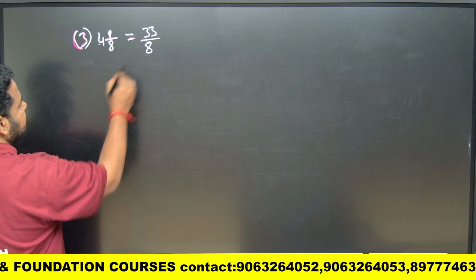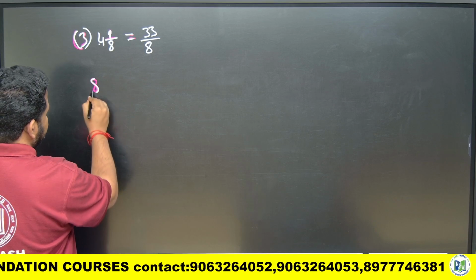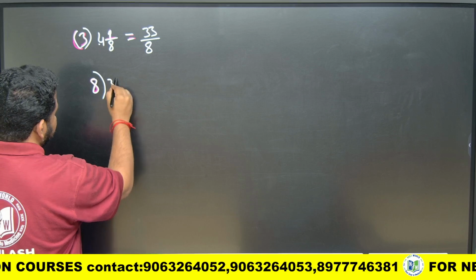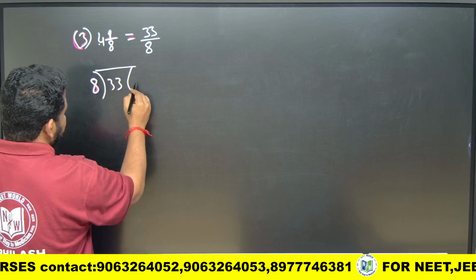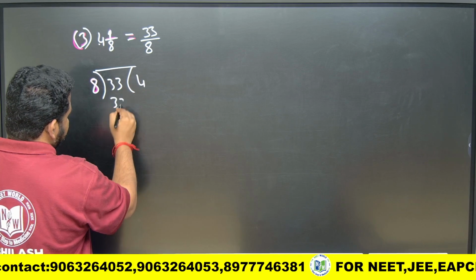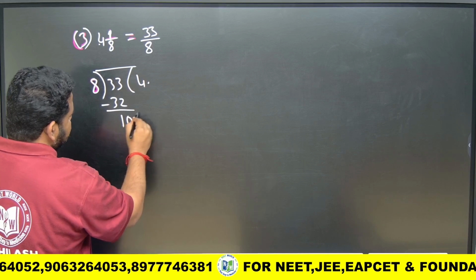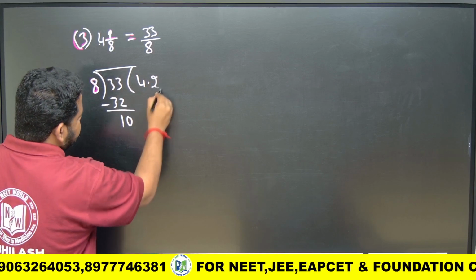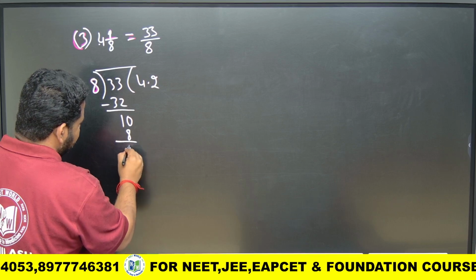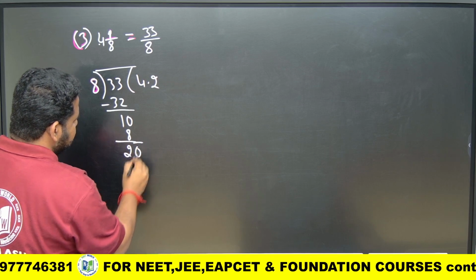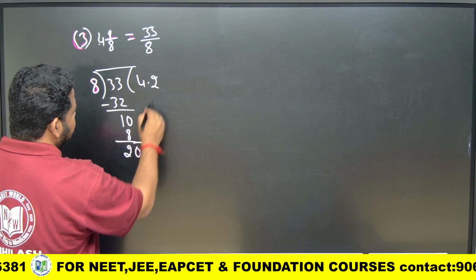We have 33 by 8. Now I have to divide 33 by 8. I will write 8 here, so this will become 33. Now if I divide, 8 4s are 32. What is the remainder? I have 1. So I will put a dot and take 0. Now I have 4 2s are 8, I have 2, I will take 0.